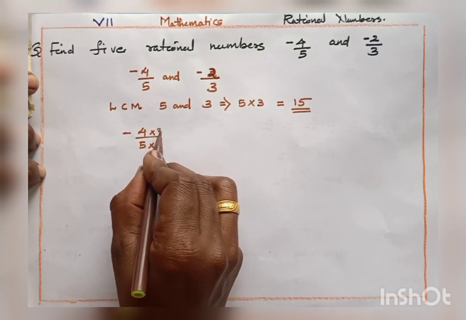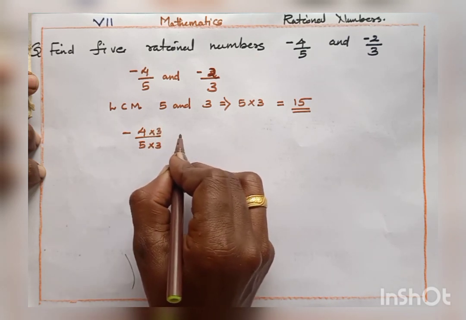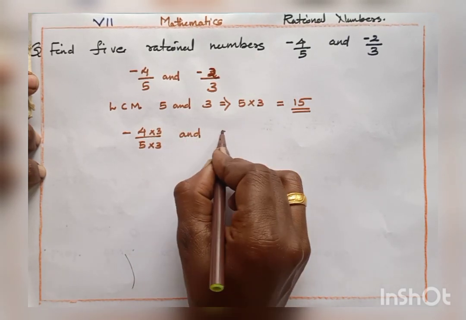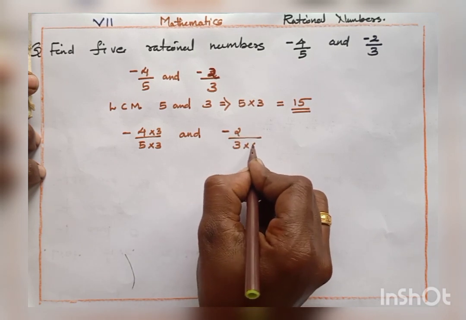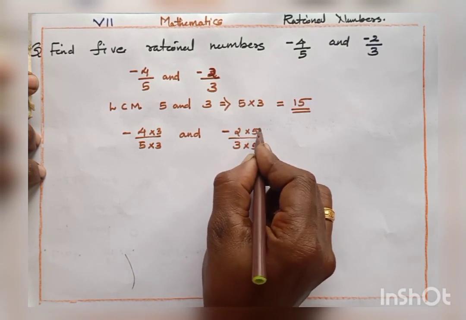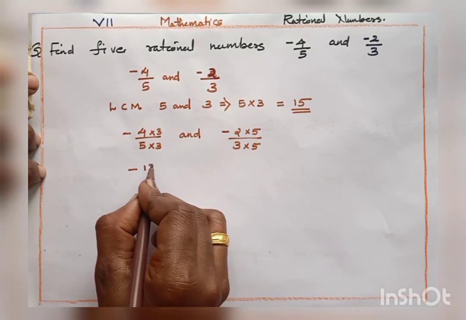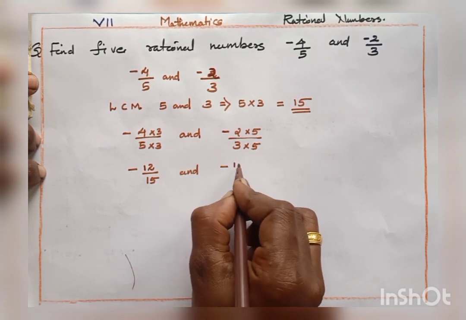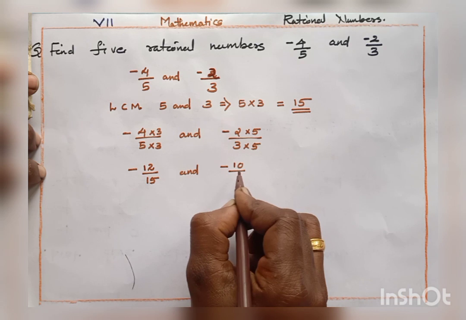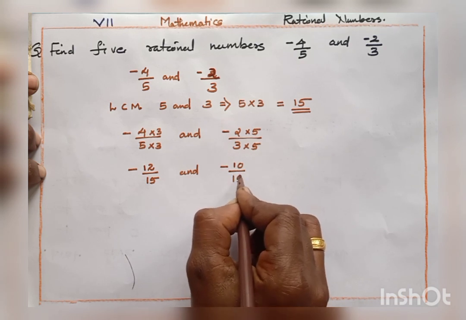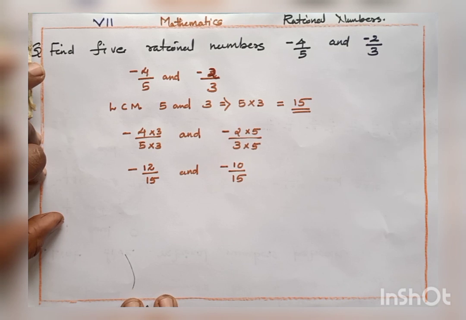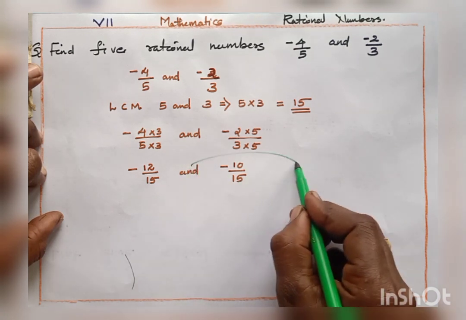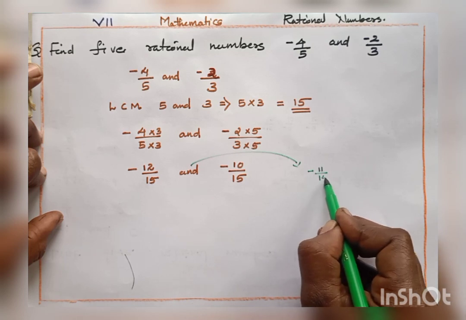Multiply 5 into 3, the same as multiplying the numerator minus 4 into 3. And minus 2 by 3, change into 15 by multiplying both numerator and denominator by 5. Now we get minus 12 by 15 and minus 10 by 15. Between minus 12 by 15 and minus 10 by 15, there is only one rational number, that is minus 11 by 15.